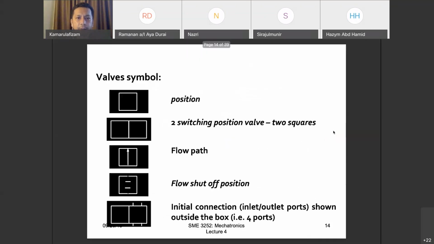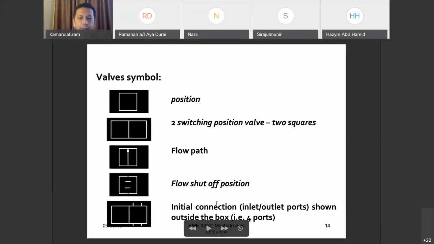Valve punya symbol, valve position, this is single position. This is two switching position, maknanya valve ni ada dua state. Ini valve ni ada satu state saja. Valve ni ada dua state. Okay, state pertama, state kedua. Okay, so this is flow, fluid flow, air ataupun udara. This is flow shut off position, maknanya dia memang tutup.